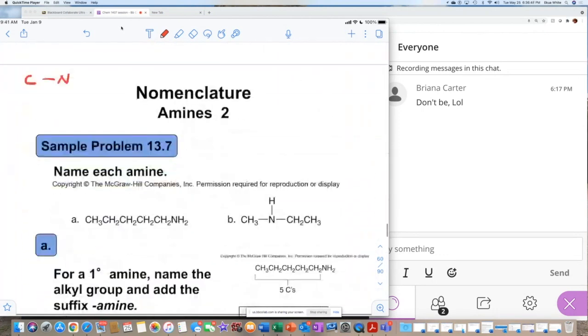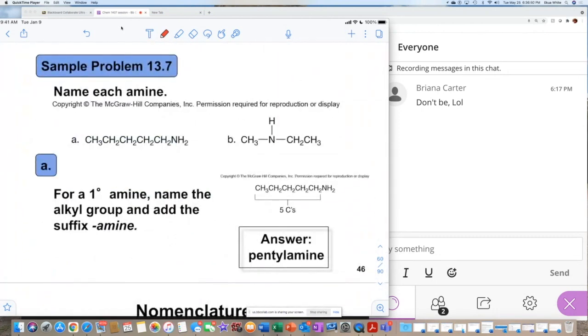By now, hopefully, you're seeing that these nomenclature systems follow some kind of regular pattern, right? So as we're naming these, this is our side group with how many? 1, 2, 3, 4, 5. So 5 is pentylamine, right?